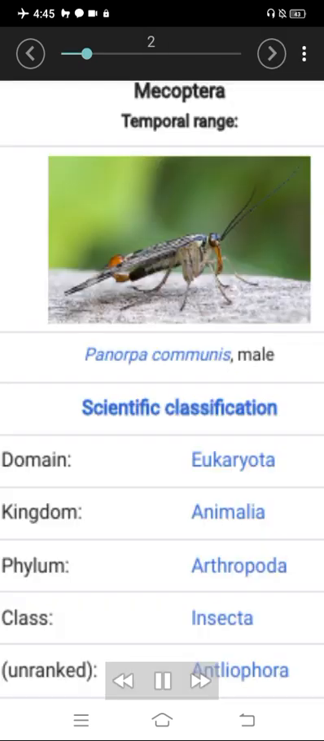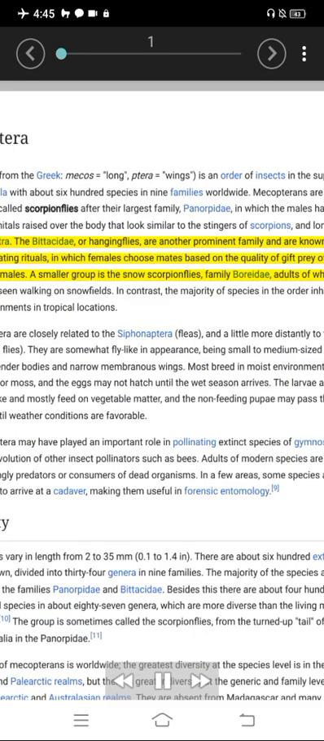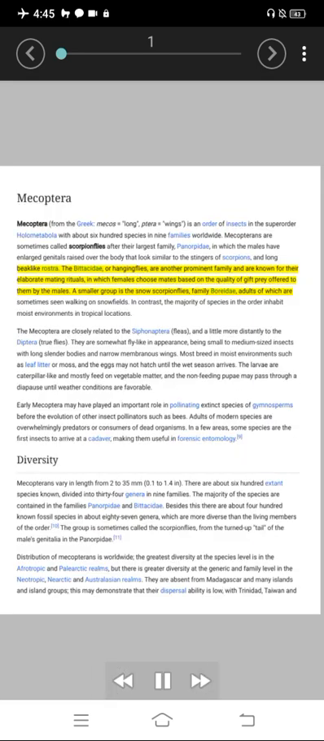The Bittacidae, or hangingflies, are another prominent family and are known for their elaborate mating rituals, in which females choose mates based on the quality of gift prey offered to them by the males. A smaller group is the snow scorpionflies, family Boreidae, adults of which are sometimes seen walking on snowfields. In contrast, the majority of species in the order inhabit moist environments in tropical locations.